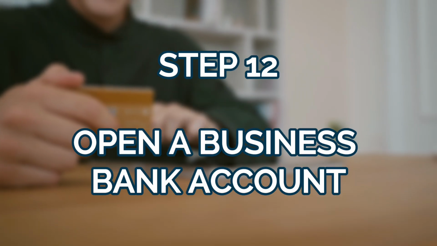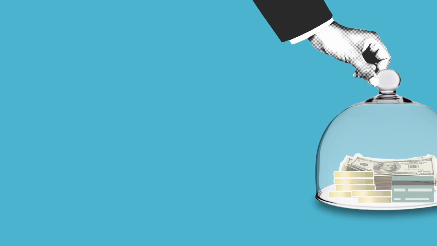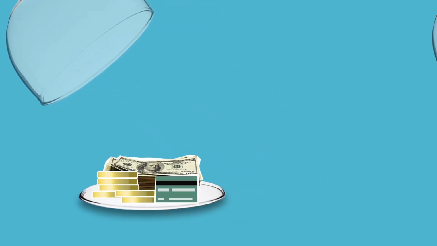The next step to forming a C corporation is to open a business bank account. A business bank account helps in managing your corporation's finances, tracking expenses, and ensuring accurate financial records.